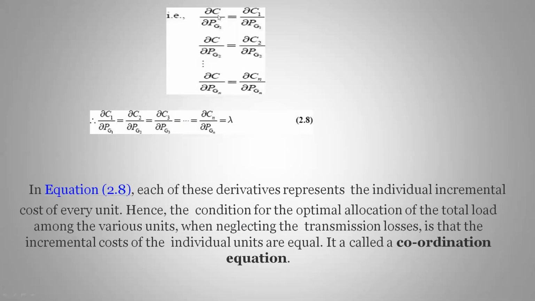So C = C1 and so on. This is the cost function. You are taking C1 as the first unit cost, C2 as the second unit cost, C3 the third cost, and 4, 5, 6, like this we calculate all the costs. Okay, so ∂C1/∂PG1 = ∂C2/∂PG2 = ∂C3/∂PG3 and so on, ∂Cn/∂PGn = λ. So this equation is called the coordination equation.